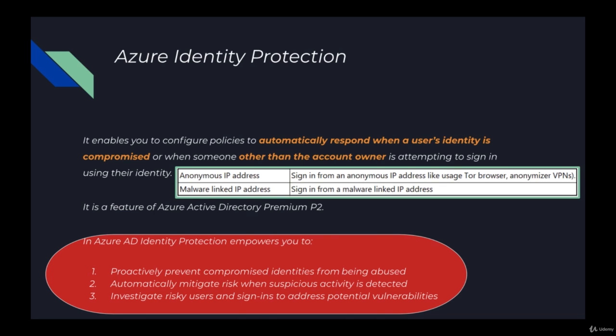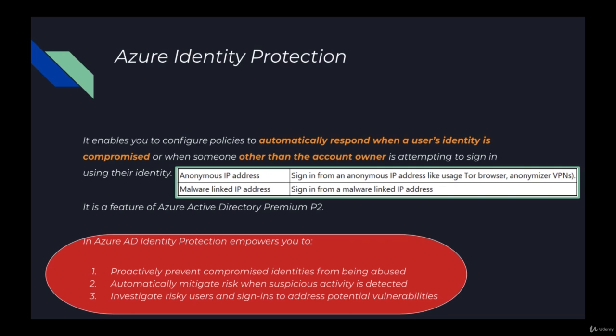Azure Identity Protection is a feature of Azure Active Directory Premium P2, so when you need to enable it, you need to upgrade your license. With Azure Identity Protection, it can proactively prevent compromised identities from being abused, because it can stop the user and not allow the user to log in, or it will ask the user to prove their identity or provide more steps to verify. Let's say it can ask for MFA, and it can ask the user to provide some additional information for the last sign in.